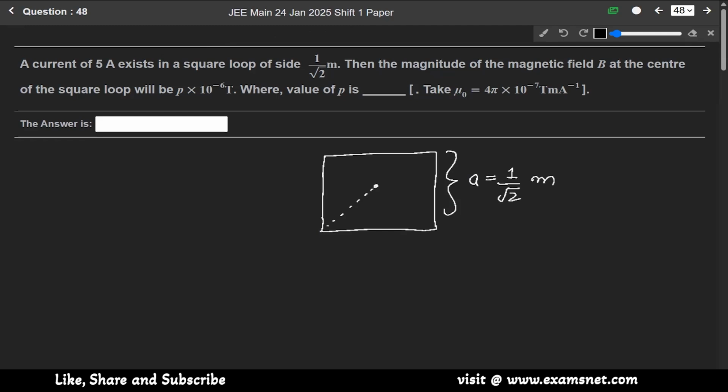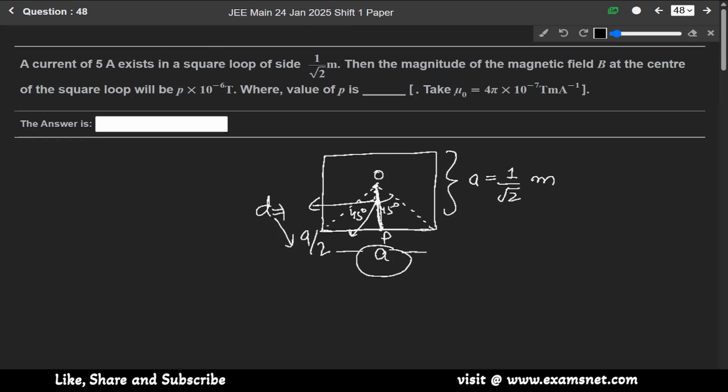Now let us say this is center O. So we will resolve this in two parts. This will be 45 degrees and this will also be 45 degrees. If this distance is A, then this distance will be A by 2. Let us say this is the distance D, OP. If this side is A, then this distance OP, that is D, is equal to A by 2.